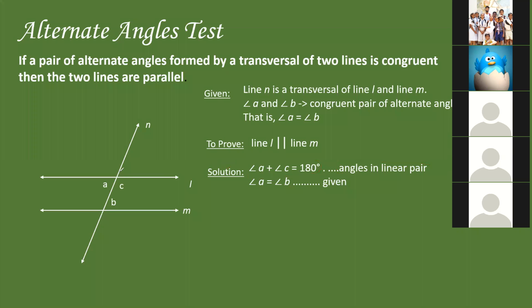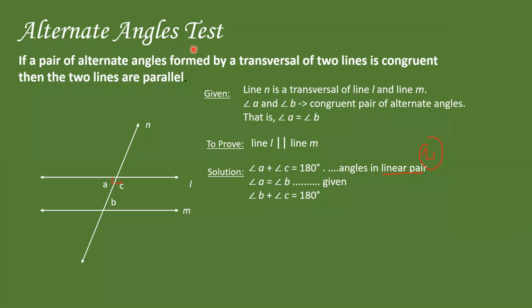Angle A plus angle C is equal to 180 degrees because of the linear pair, the second property. Then angle A is equal to angle B, obviously because it is given. Now the third step: because of this, angle B plus angle C will be equal to 180 degrees. Can anyone tell me why I have written this? I think it's because in both equations 1 and 2, angle A is common, so we just removed it and put angle B.